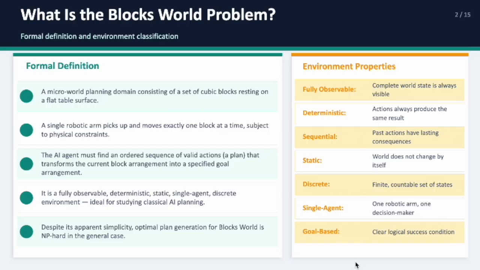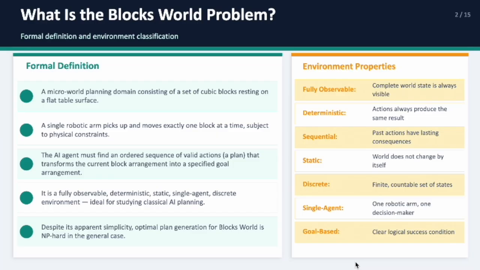Now, moving on to what is the blocks world problem. So, formally, it is a micro world planning domain. Imagine a flat table. On that table sits a collection of cubic blocks labeled A, B, C, and so on. Above the table hangs a single robotic arm. The arm can pick up one block at a time and either place it on the table or stack it on top of another block. The AI's job is to take the current arrangement of blocks, the initial state, and figure out the exact sequence of arm movements needed to reach a desired goal arrangement. That sequence is called a plan.